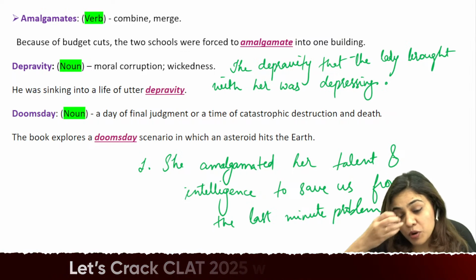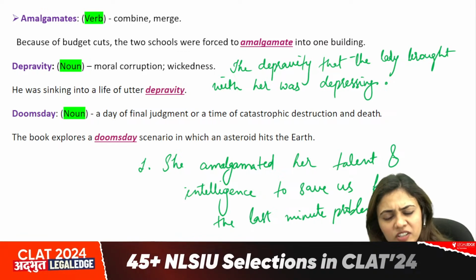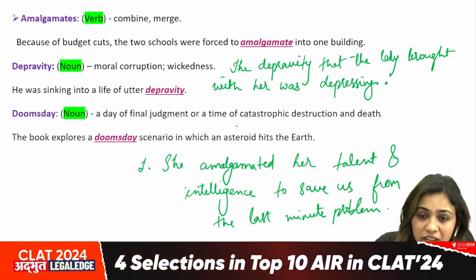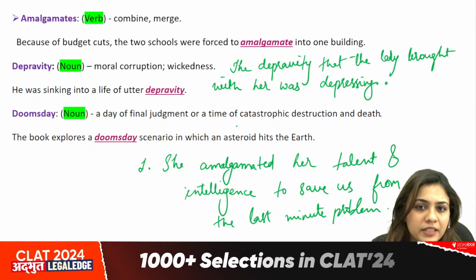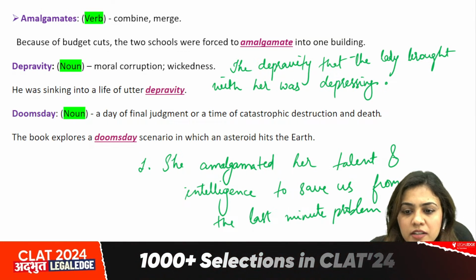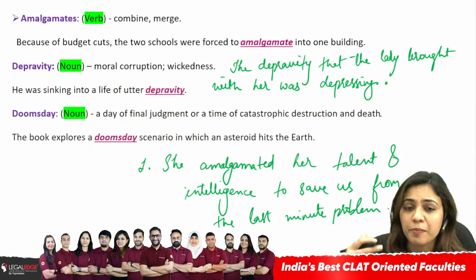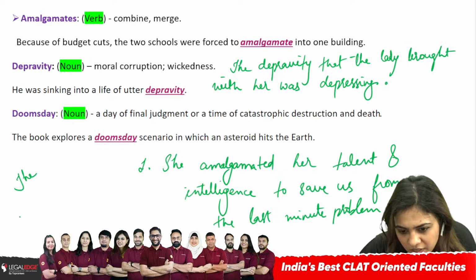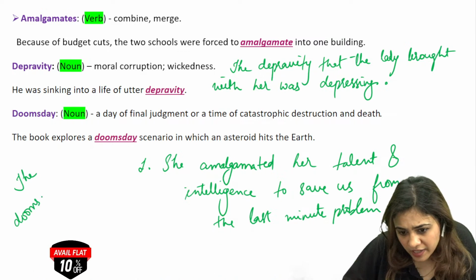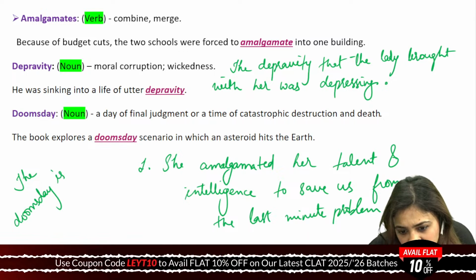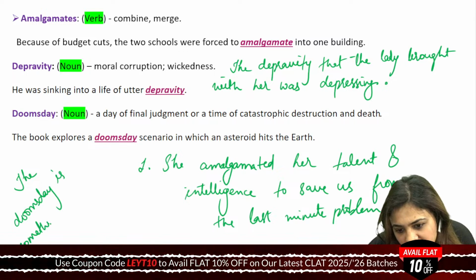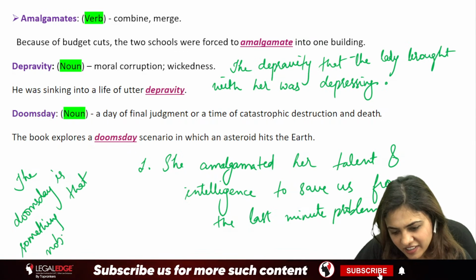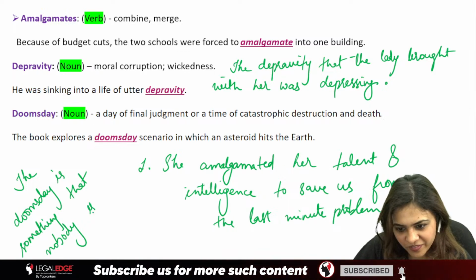The book explores a doomsday scenario in which an asteroid hit the Earth. Okay? So, obviously, when the asteroid actually hits, the Earth will be completely destroyed. Obviously, it will be the day of final judgment or a day of complete destruction. Okay? The doomsday is something that nobody is prepared for. Are you prepared for the doomsday?